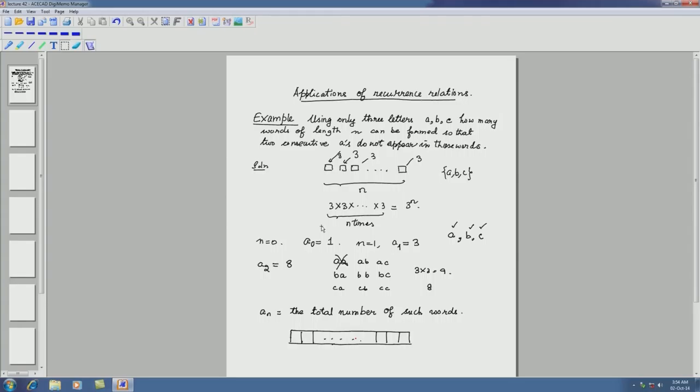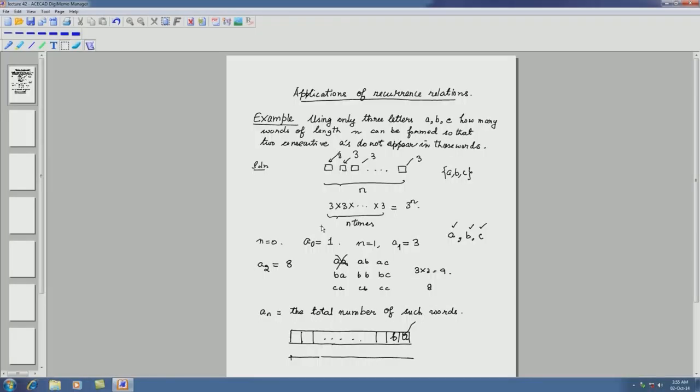Now, we ask a question: what about the last position? The last position can be occupied by A, B, or C. Now, suppose the last position is occupied by A, then what will happen? If the last position is occupied by A, then of course, in the position previous to that, A cannot appear again. So, either it will be B, or it will be occupied by C.